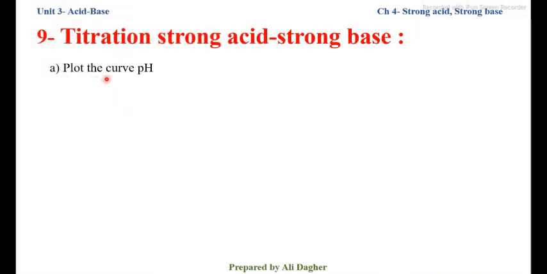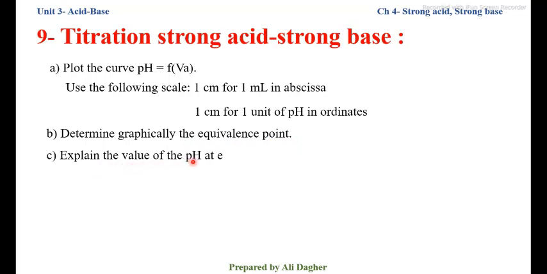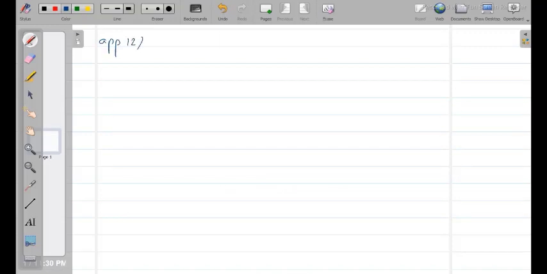Part A, plot the curve pH equals f(Va). Use the following scale: 1 cm for 1 mL in abscissa, 1 cm for 1 unit of pH in ordinates. B, determine graphically the equivalence point. C, explain the value of pH at equivalence based on chemical species. D, determine the concentration of the base solution S. Application 12. We titrate a sodium hydroxide solution of unknown concentration Cb. We take a volume Vb equal to 10 milliliters. We titrate it using hydrochloric acid solution (H3O+ + Cl-) of concentration Ca equals 0.1 mol per liter. VaE is determined using the titration curve.